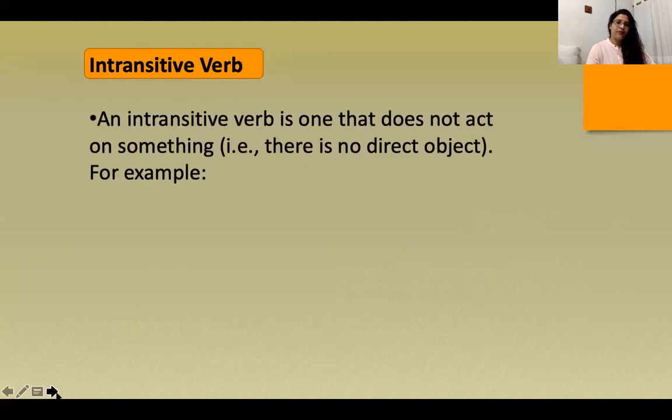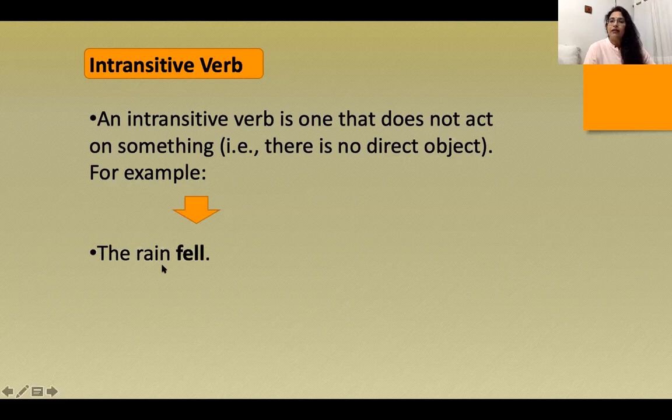Now comes intransitive. Intransitive is just the opposite of transitive. Here we don't have any object. An intransitive verb is one that does not act on something. There is no direct object. For example, when I say the rain fell, I cannot ask where it fell or on whom the action is being performed. Nothing is mentioned there. So I will take it as intransitive.